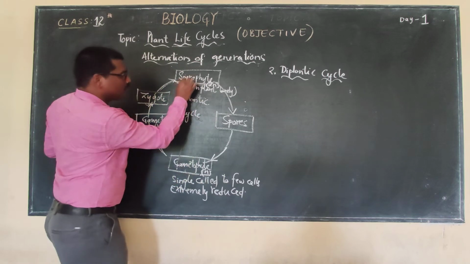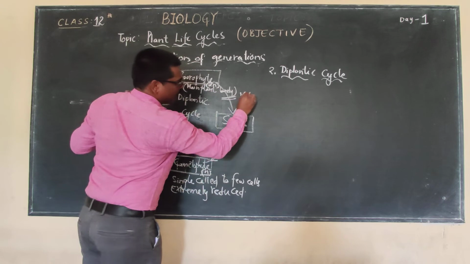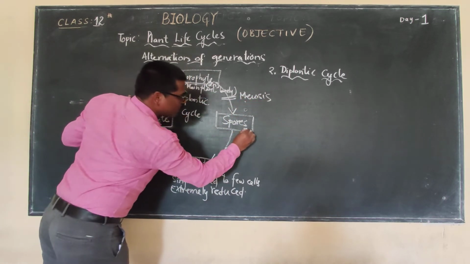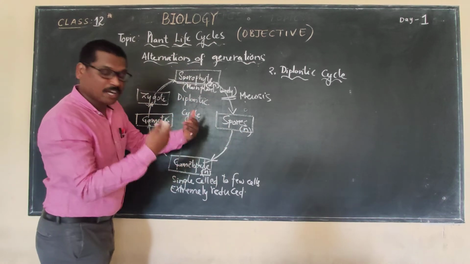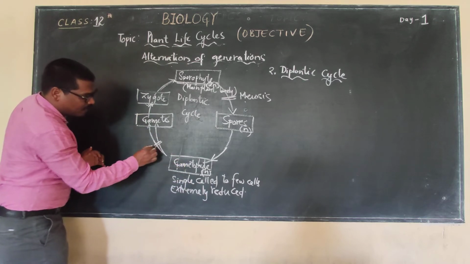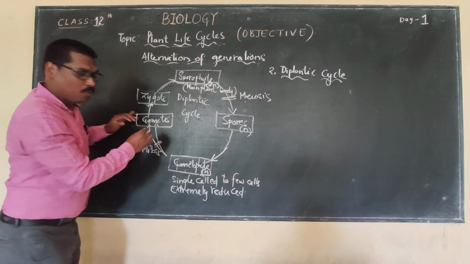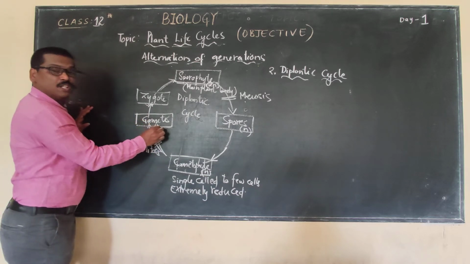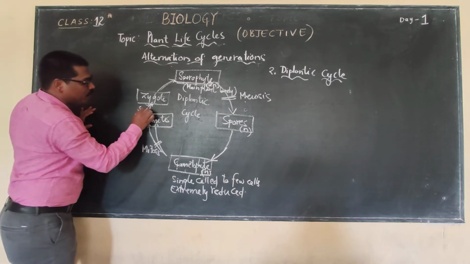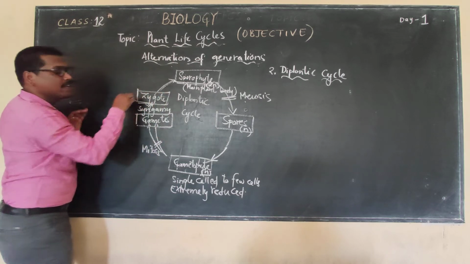So now this sporophyte, as usual, undergoes meiosis and produces the spores. And these spores are what? Haploid. Spores germinate to form a gametophyte. And this gametophyte again undergoes mitosis and produces the gametes, the male gametes and the female gametes. The male gametes fuse with the female gametes, and that process we call syngamy, for the formation of the zygote.